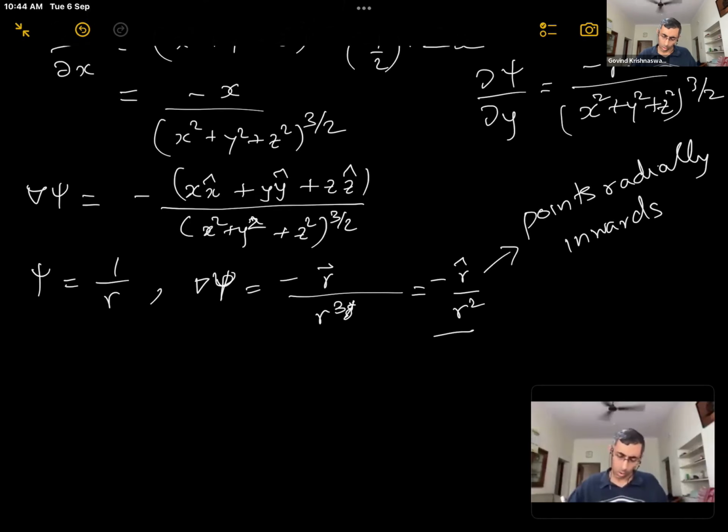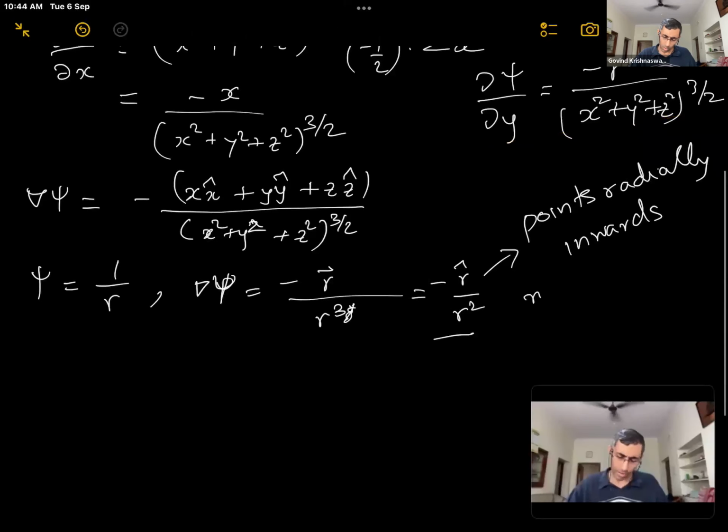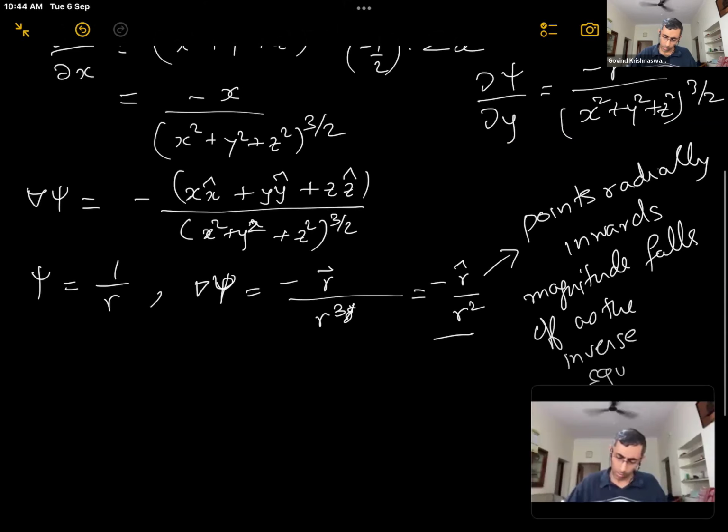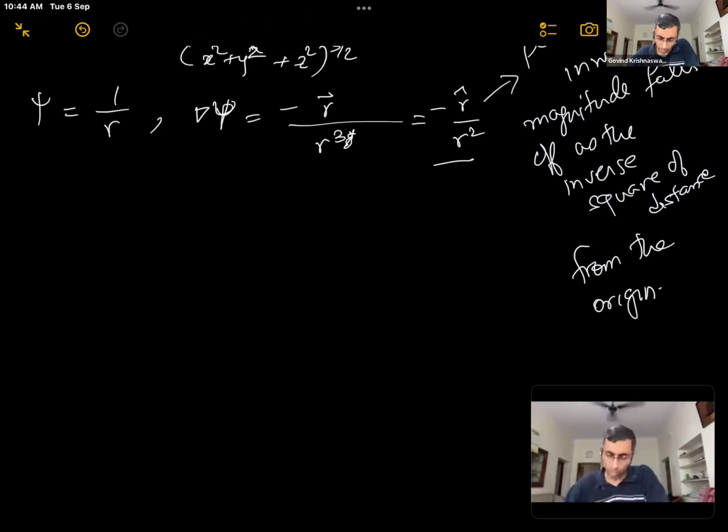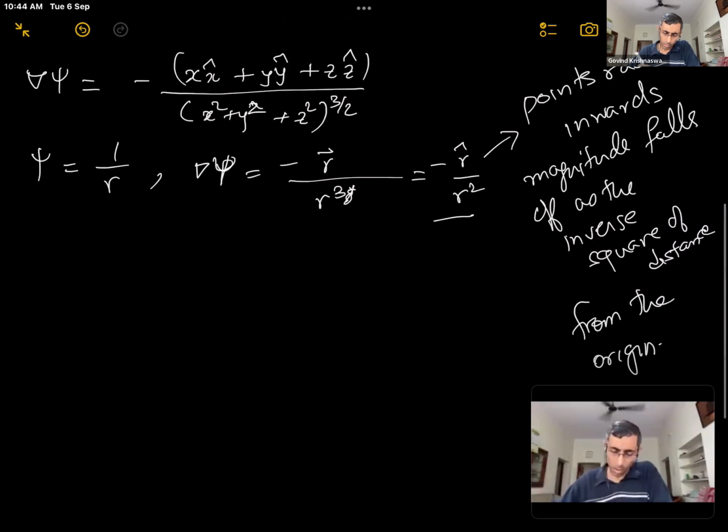Also, the magnitude falls off as the inverse square of distance from the origin. And it points radially inward because there's a minus sign.